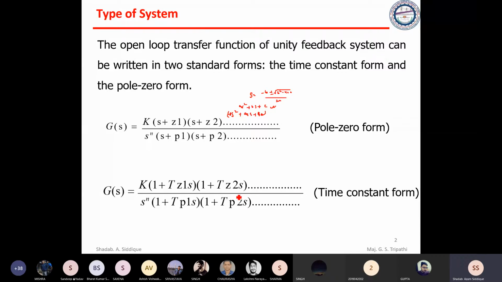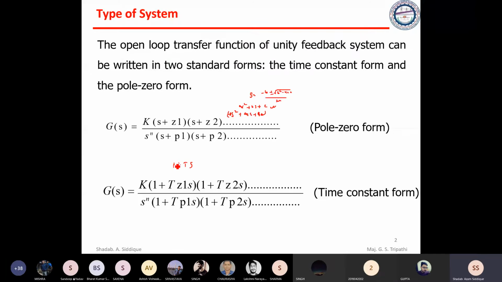In the time constant form, I told you that it should be in the form of 1 plus ts. So s can have any coefficient, but this term should be 1. That is called time constant form. If the transfer function is given and you are asked to find the time constant form, you should just take all the common terms and make this constant term 1. So that will be called the time constant form.